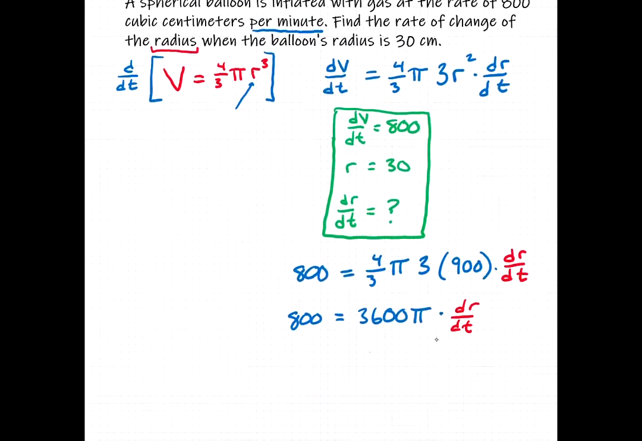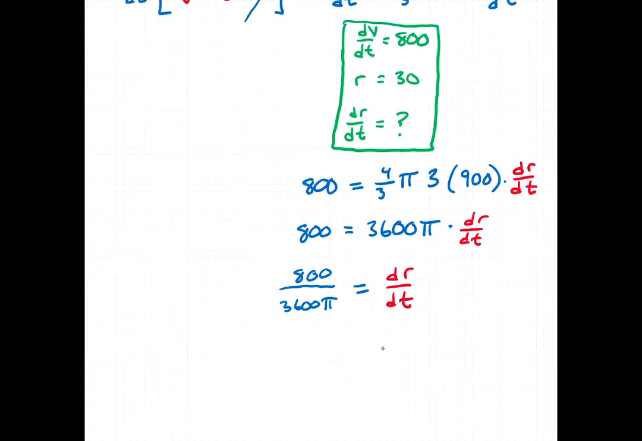All right, looks good. So we can divide both sides by 3600 pi, and we have solved for the dr/dt. dr/dt equals 800 over 3600 pi. And finally, if we do a little simplifying here, the zeros cancel, so that's 8 over 36, or 2 over 9. So 2 over 9 pi.